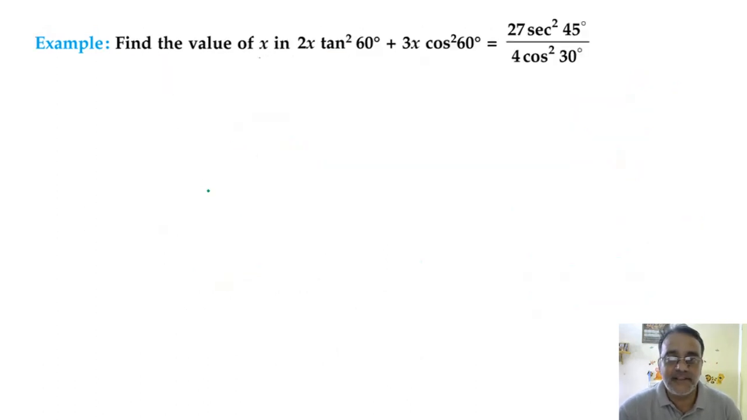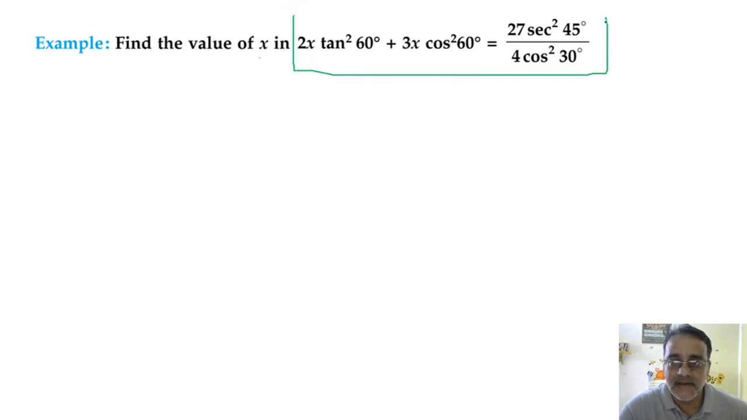So next, this is the last example. Find the value of x in this expression. We have to find the value of x. So it's a very easy question. We just have to substitute all these values, then simplify. What is sine 60 degree? Root 3 by 2. Cos 60 degree? 1 by 2. Sec 45 degree? Root 2. Cos 30 degree?